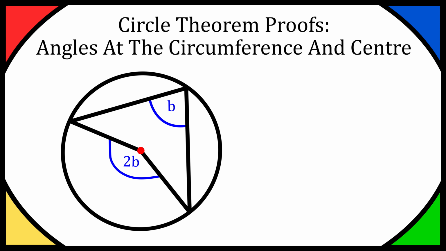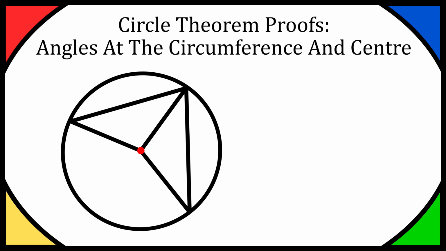Hey everyone, so today we're doing another circle theorem proof, and today we're doing the angles at the circumference and center proof. So we're basically proving that angles at the center are twice that at the circumference. So for example, we can see 2a and 2b, we're going to prove this theorem. First thing we want to do is get rid of our b and 2b and just start from scratch.